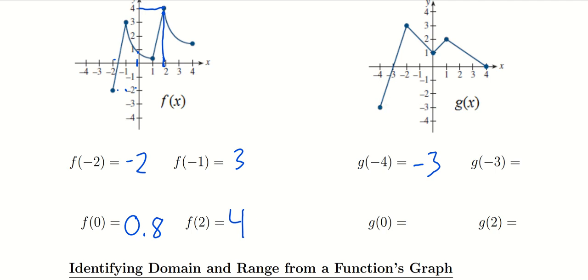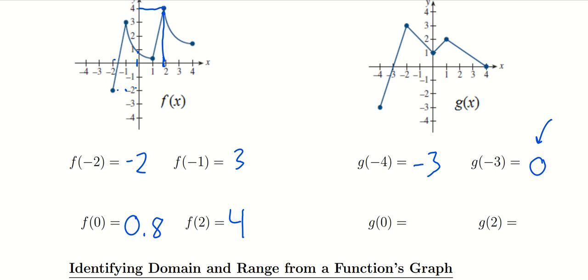Let's do the next one. g of negative 3. So when x is negative 3, that's right here. That point is on the x-axis, and that has a y value equal to 0. So g of negative 3 equals 0. These are important points, and we talked about these in the last section. The places where the graph crosses the x-axis are referred to as x-intercepts. They're also called zeros of the function because those are the x values that produce an output, or a function value, equal to 0.